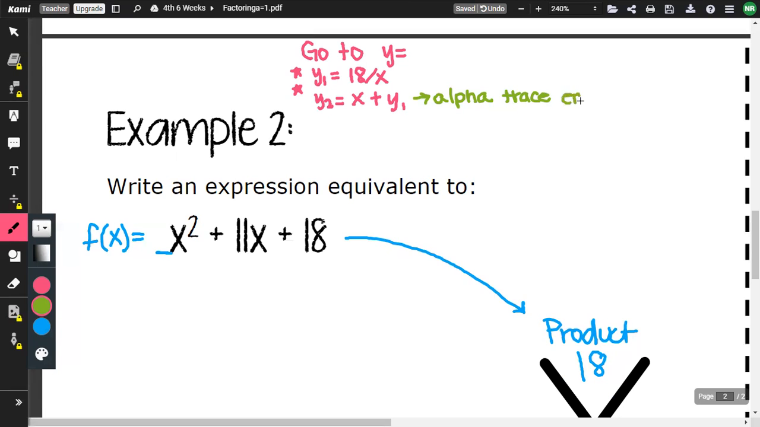Alpha trace what? Enter. And I'll show you guys on my screen as well. Once you're done typing both of those things in, where do we go?